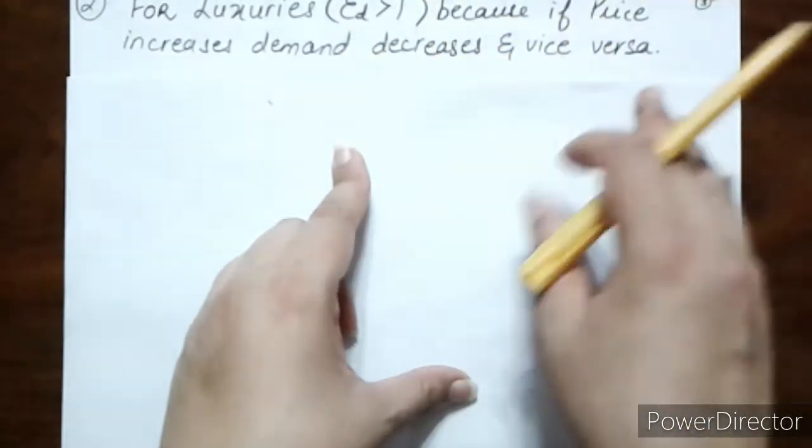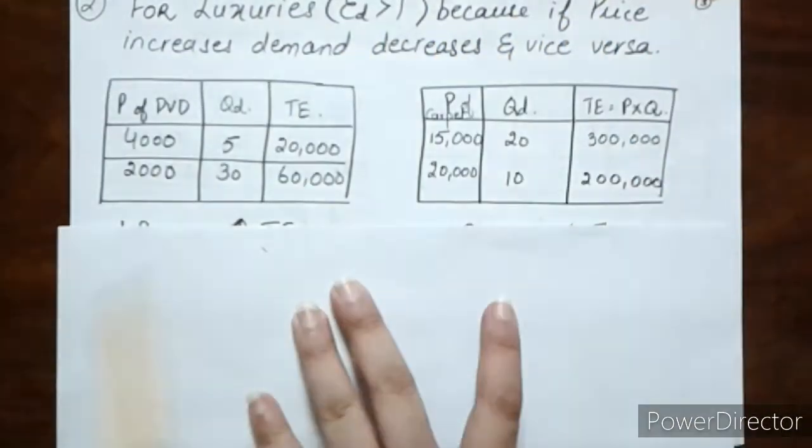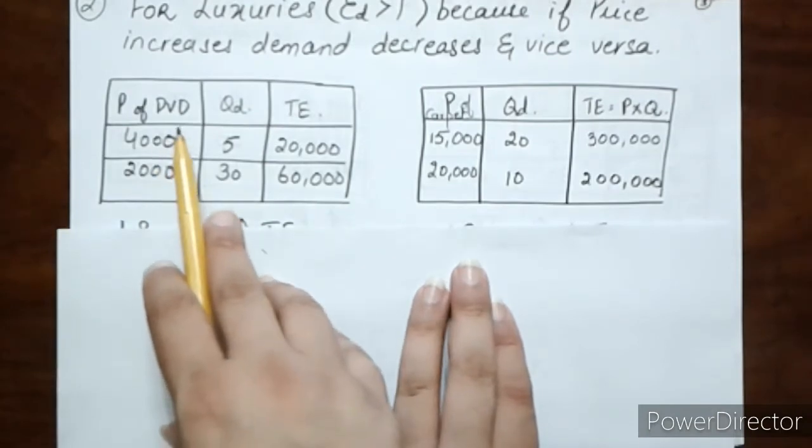So let's discuss these 2 cases with the help of a table. Now assume we have DVD.